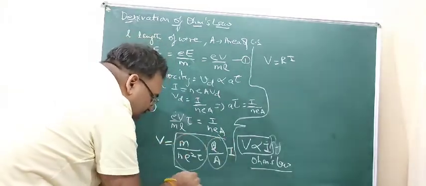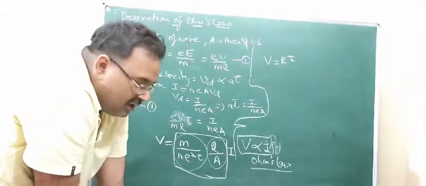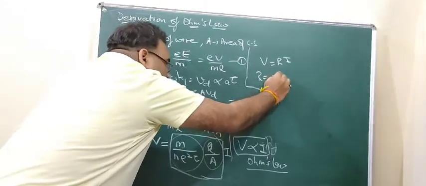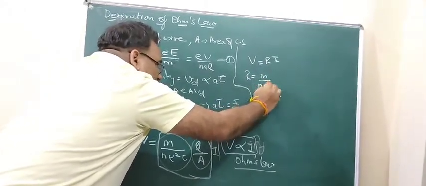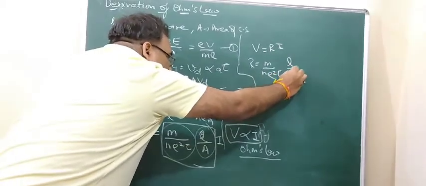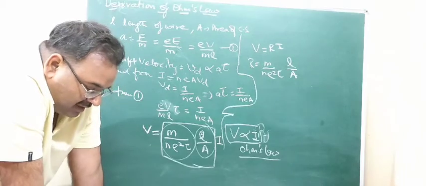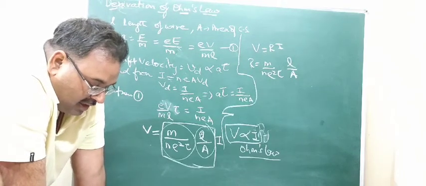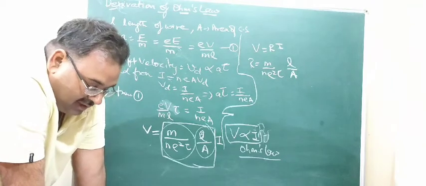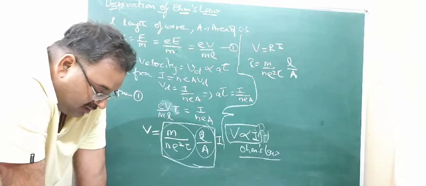All this value becomes R. Okay, what is the value of R? R is equal to m upon n e square tau, L upon A. So what is R? It is resistance, actually. Resistance is equal to m upon n e square tau, L upon A. Okay, so this is the value of resistance.